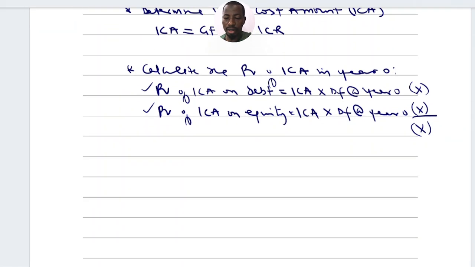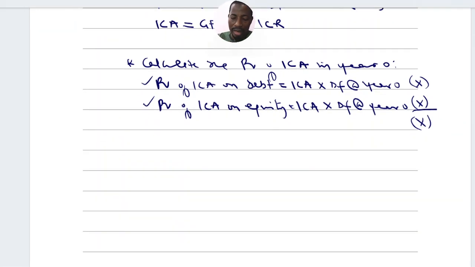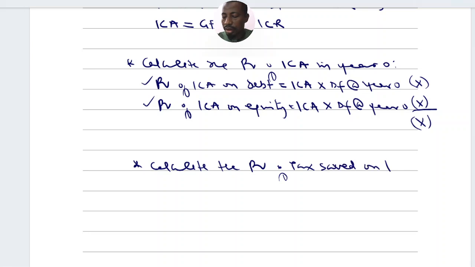So then step three now. You need to add to that. Step three, you consider or you calculate the present value of tax saved on issue cost amount. Calculate the PV of tax saved of issue cost amount on debt.